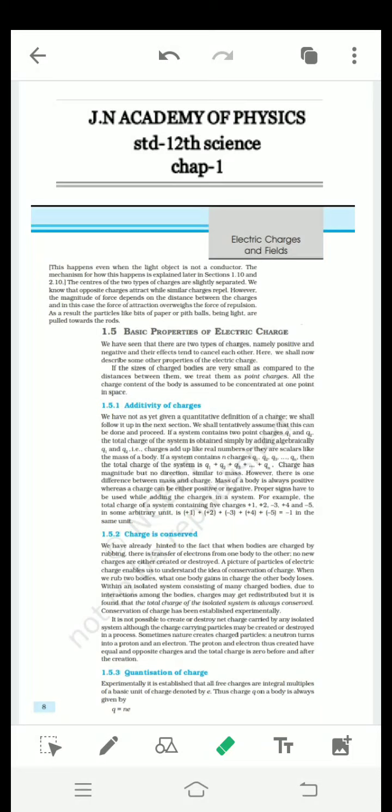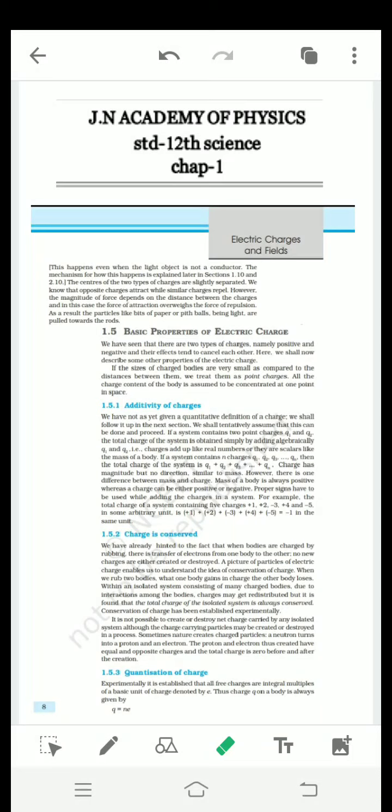Now the second property is charge is conserved. We are already aware of that. There is a transfer of electrons from one body to another body in the process of rubbing. No new charges are either created or destroyed. So a picture of particles of electric charge enables us to understand the idea of conservation of charges. When we rub two bodies, what one body gains in charge, the other body loses.